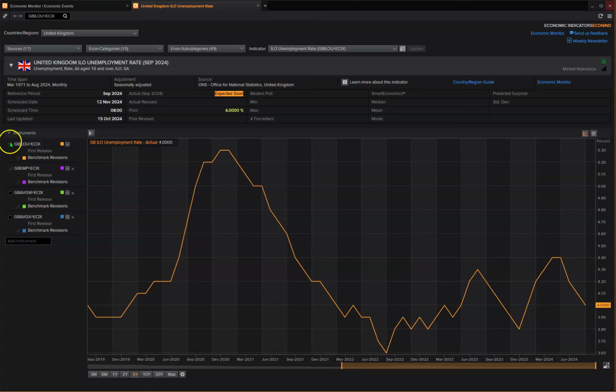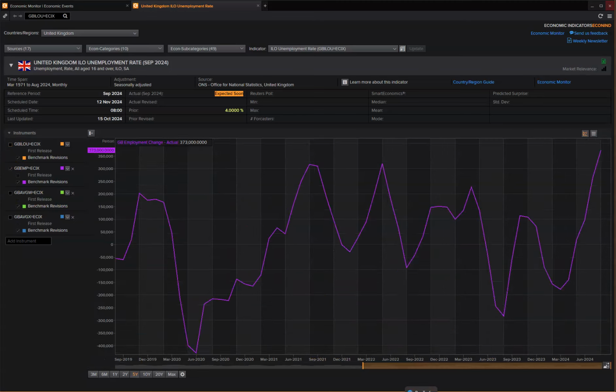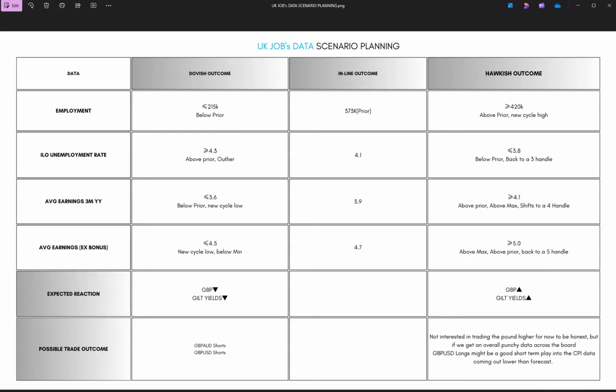So for a dovish outcome, I was expecting 215K or below. I want to see something punchy, guys. I don't want to just see something lower than the prior. I want to see something that's going to give me enough conviction. That's why I went as low as 215K. It's below the prior, which is 373K.